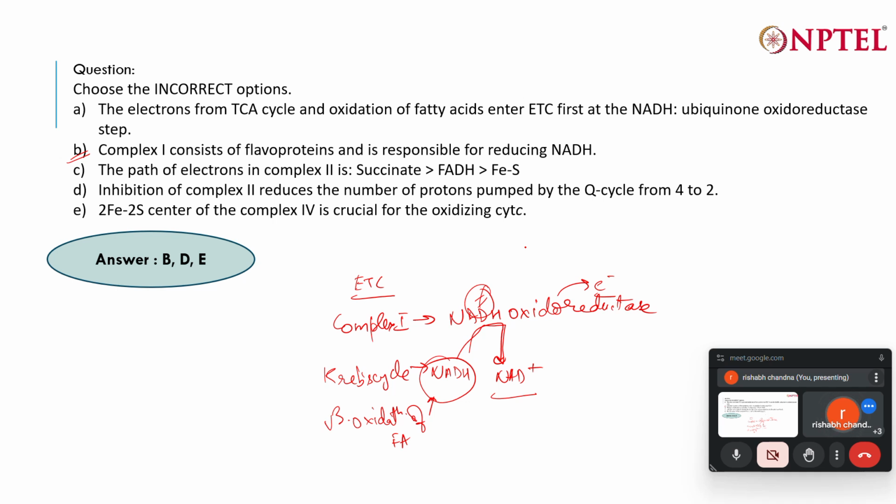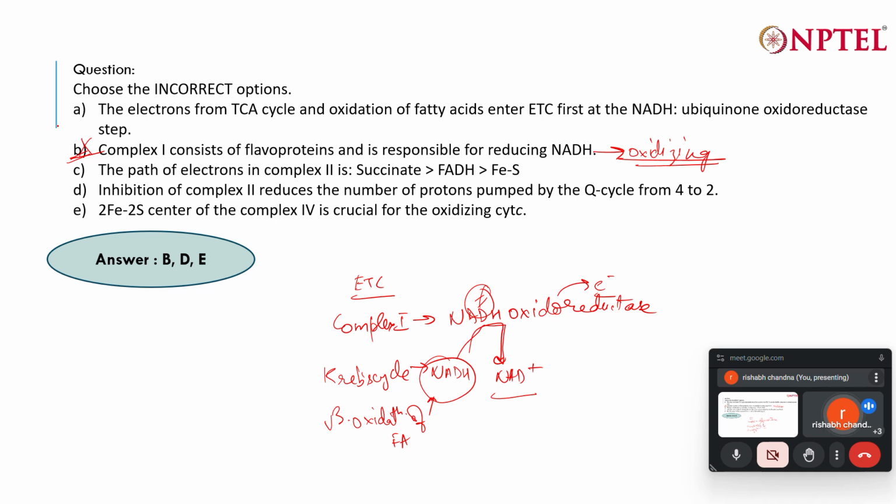Okay. Now option B, that is complex 1, consists of lipoproteins and is responsible for reducing NADH. No, it is actually responsible for oxidizing NADH. Okay, so option B is incorrect.